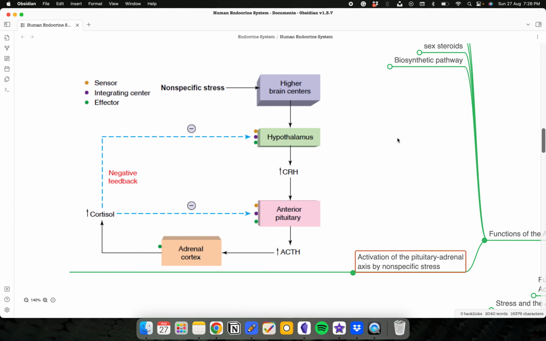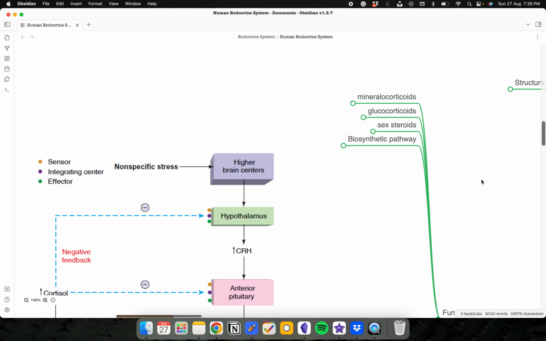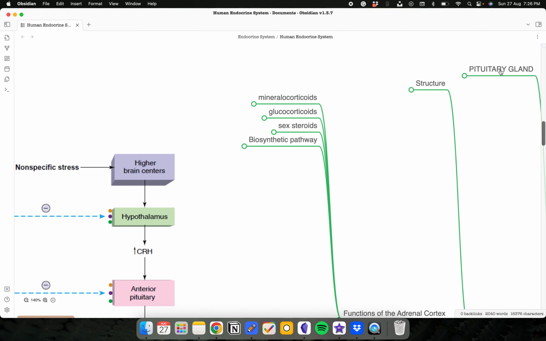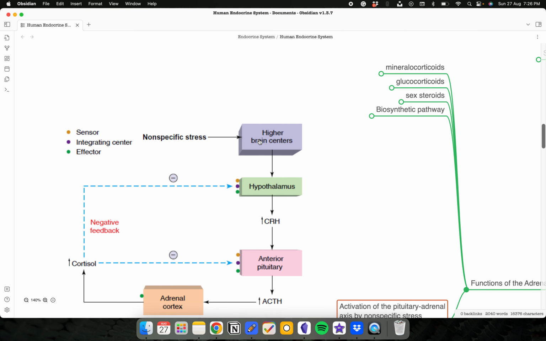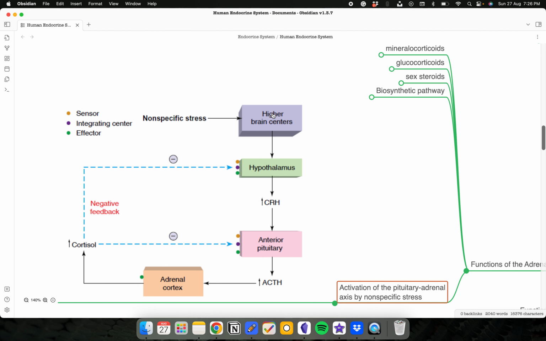Okay, so here a similar type of thing also occurs with the pituitary adrenal axis. While discussing the pituitary gland, we had the hypothalamus, hypophyseal portal system, and then we had the adenohypophysis, neurohypophysis, everything. Here also we have a similar kind of thing, that is, some higher brain centers which are associated with non-specific stress, and that actually modulate the hypothalamus.